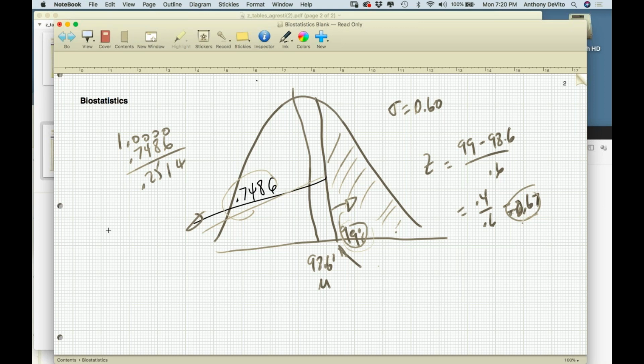0.74864125. So 25% of the population has a temperature higher than 99 degrees, or you could say the probability of choosing an individual from this population that has a temperature above 99 degrees is 0.25. Okay, are you guys comfortable with that? Have I lost any of you on that?